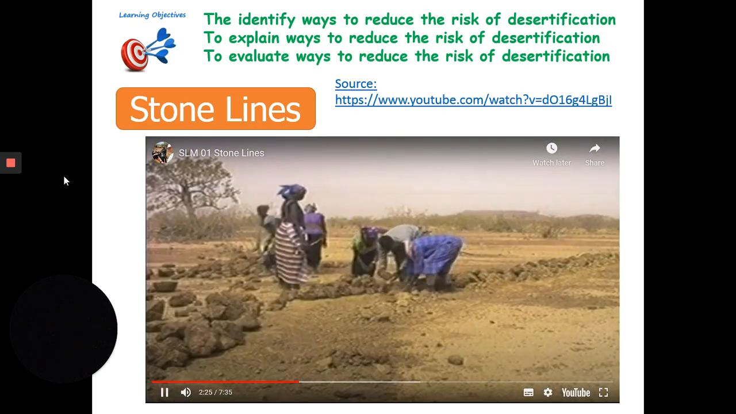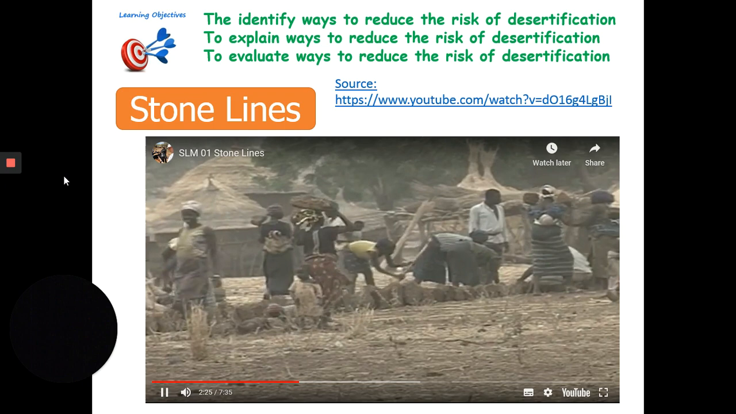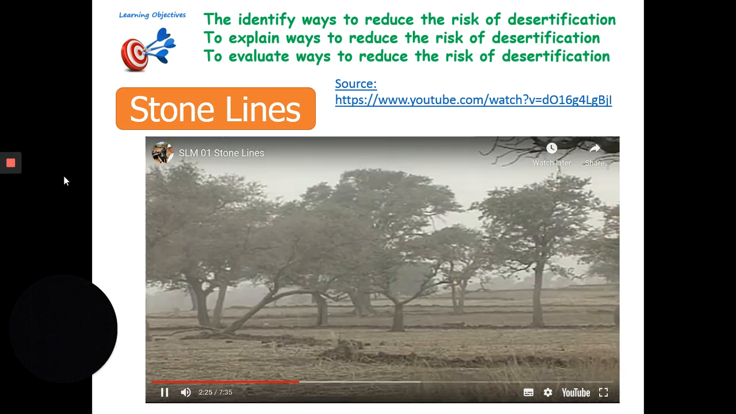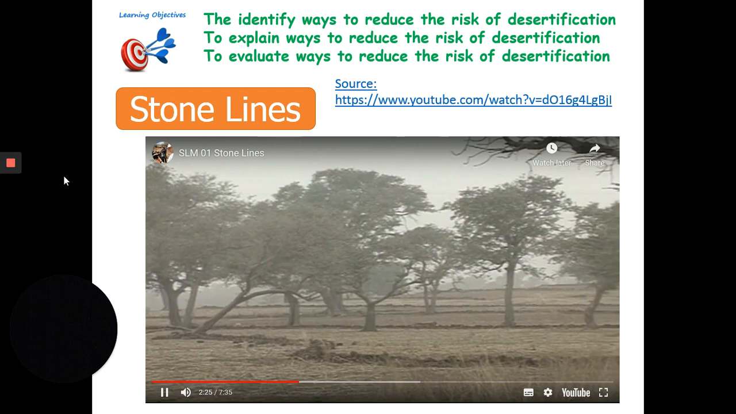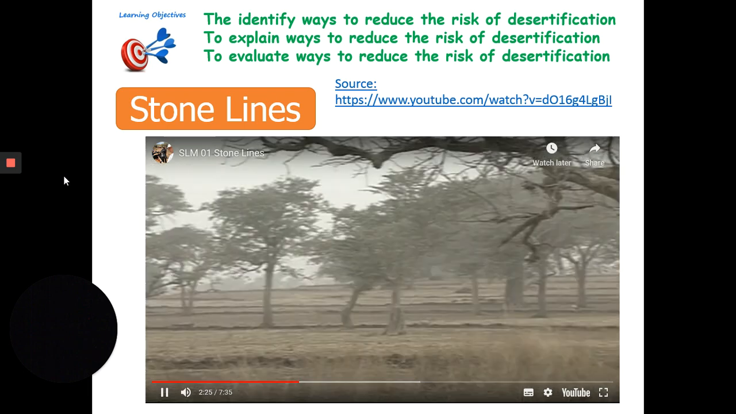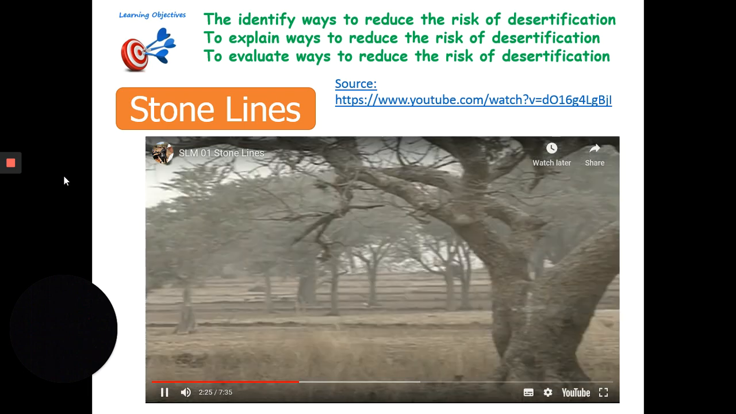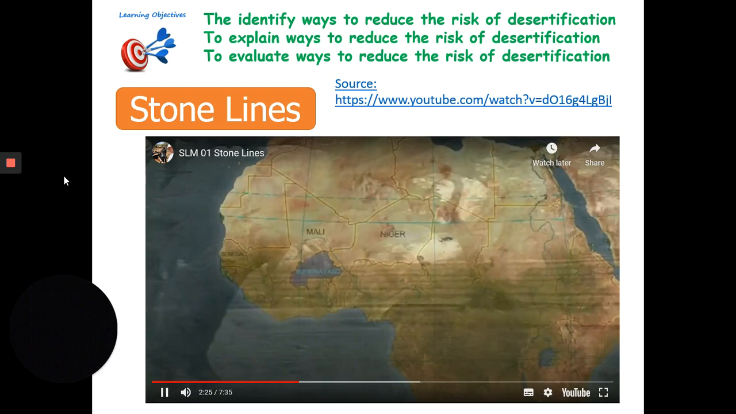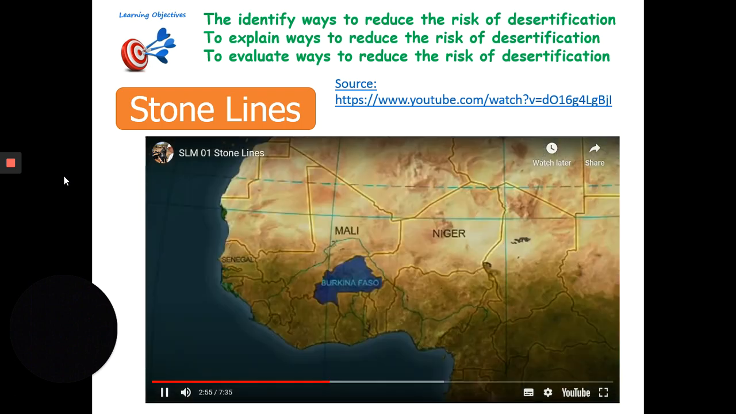Stone line construction was at a peak in the 80s and 90s, but still continues as more degraded land is brought back into cultivation. The technique has spread from Burkina Faso to neighboring Mali and Niger, and further into the Sahel as well. Exchange visits of farmers have helped to spread the message.